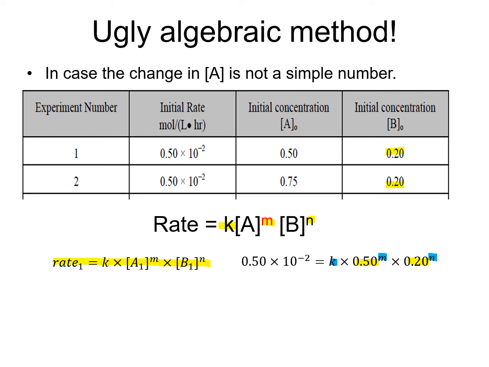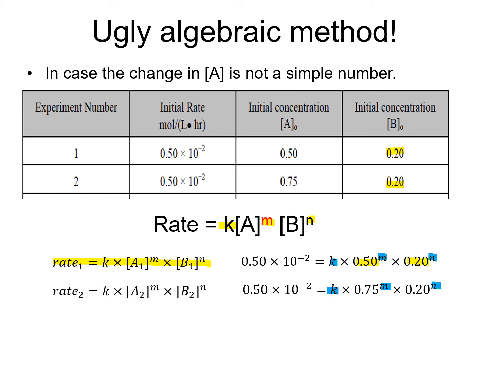So what do you do in math where you have multiple unknowns? You need to increase the number of equations. You need to build a system. So in this case, we can write the same rate law for experiment 2 and plug in the numbers. So we see that there are a couple of things that are the same. K is the same, M is the same, and N is the same. As long as we don't change the temperature, K is not going to change and is a constant.